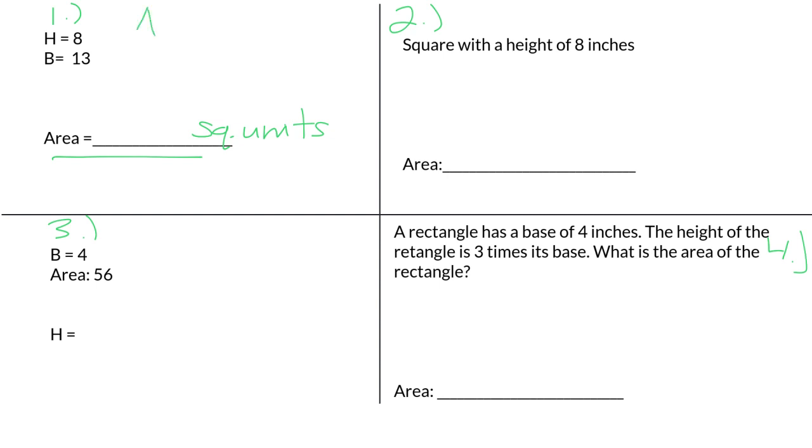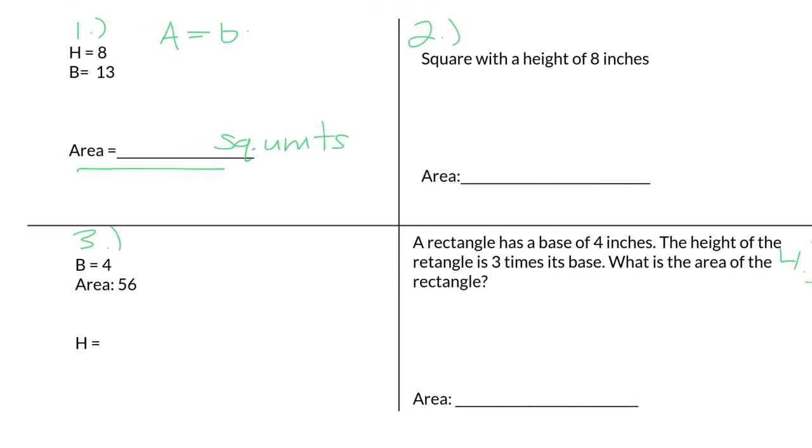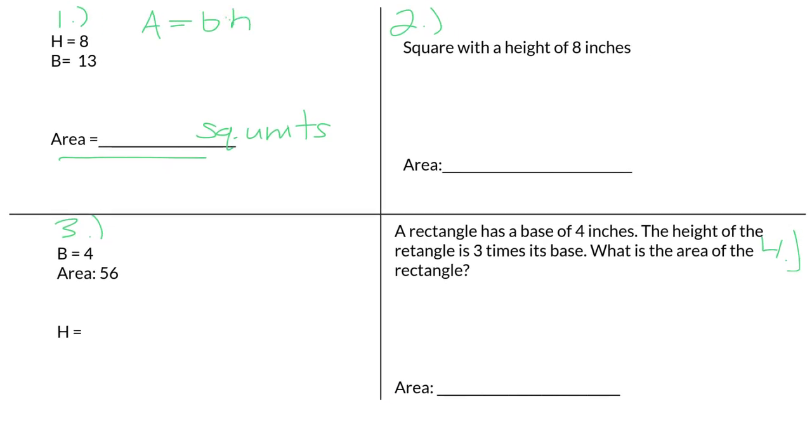So I'm going to write our formula. Area equals base times height. Oops. We're going to plug our values in. Area equals, we know our base is 13 times our height is 8. And then right off the top of my head, I don't know my multiples of 13 or my multiples of 8 up to 13.